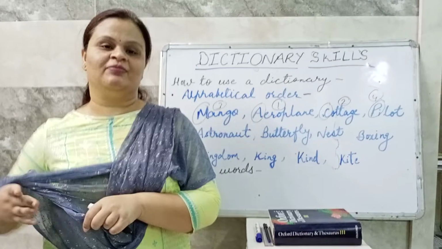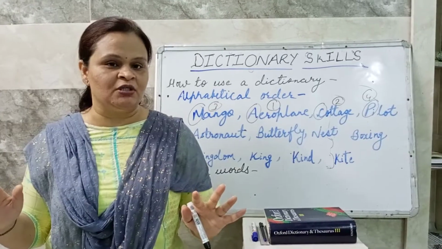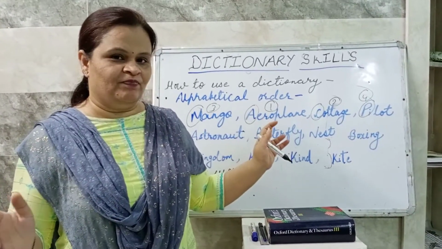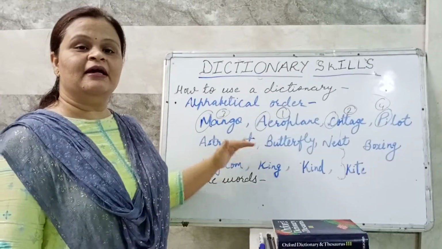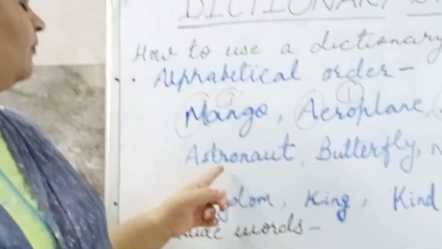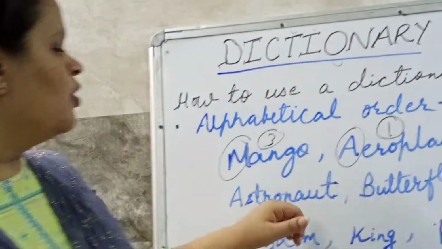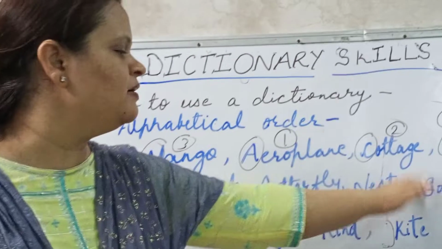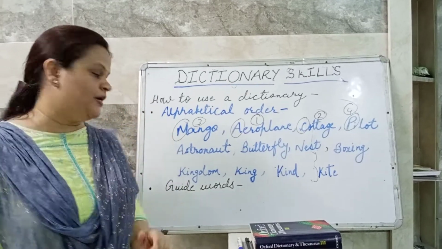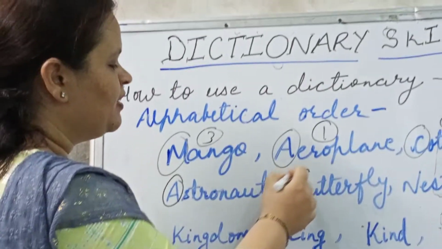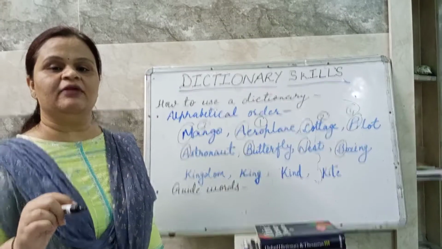Isn't it easy children? Yes, it's easy because all the 4 first letters were different. But in all the cases it's not like that. Now try to understand in the next example. See here: astronaut, butterfly, nest and boxing. 4 different words. So the first rule, pay attention to the first letter. Astronaut A, butterfly B, nest N and boxing again the first letter is B.